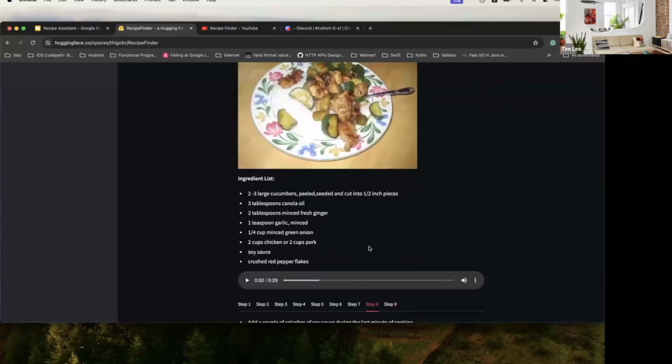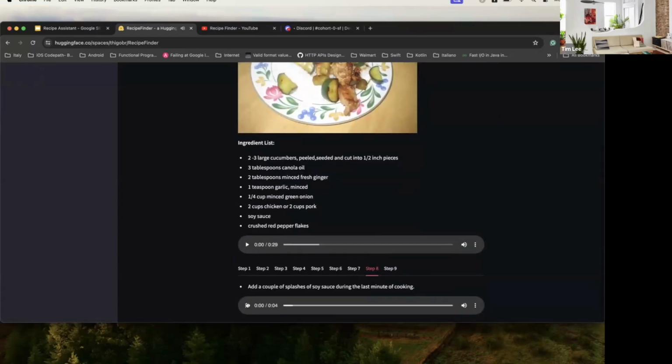I think we got an error for the last two images. Add a couple of splashes of soy sauce during the last minute of cooking. Yeah, I think that's it. More demo, I think.